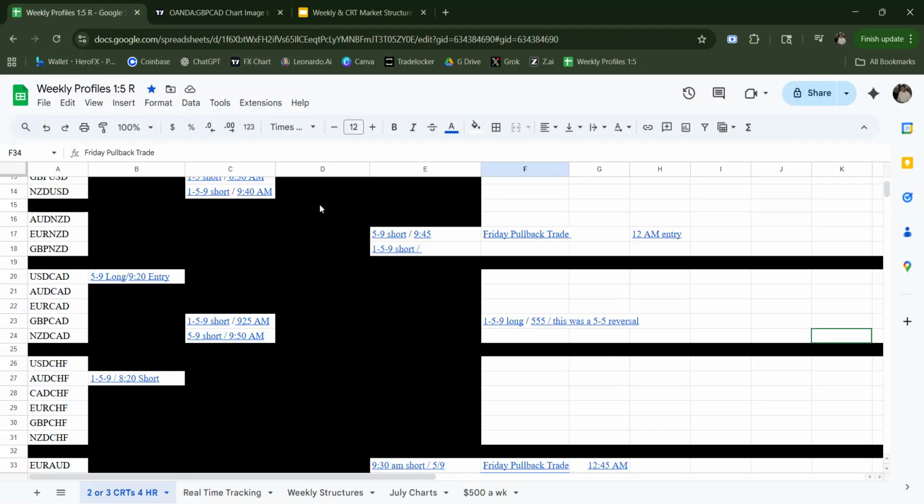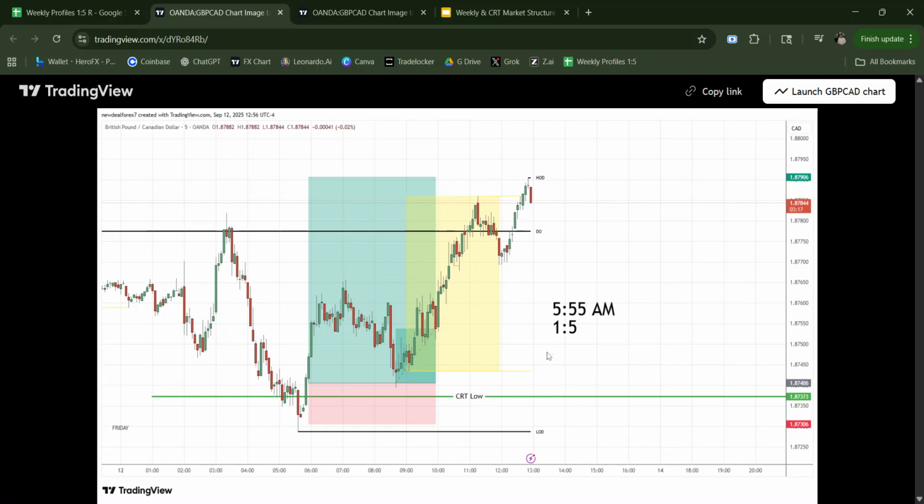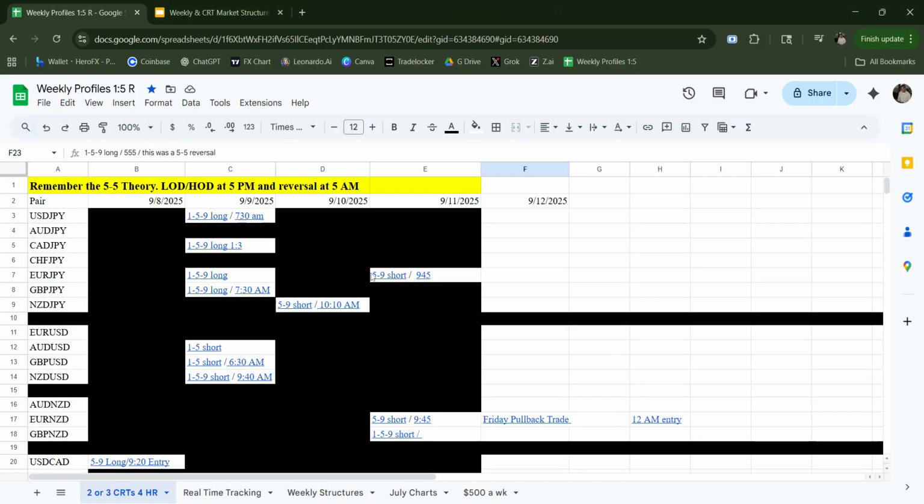So let's take a look at our entry. Okay, the best entry would have been about 5:55 a.m. A lot of fives there. Okay, and then it just went up and paid out 1 to 5. So that was that and created a new high of the day. Those were most of the trades for the day. There were others, but these are the ones that stood out the most to me.